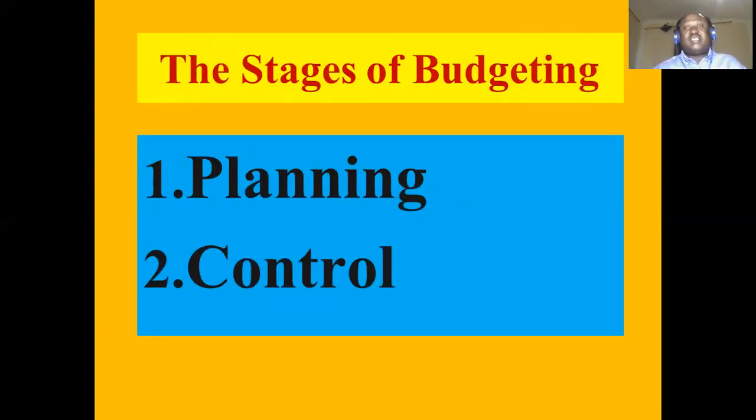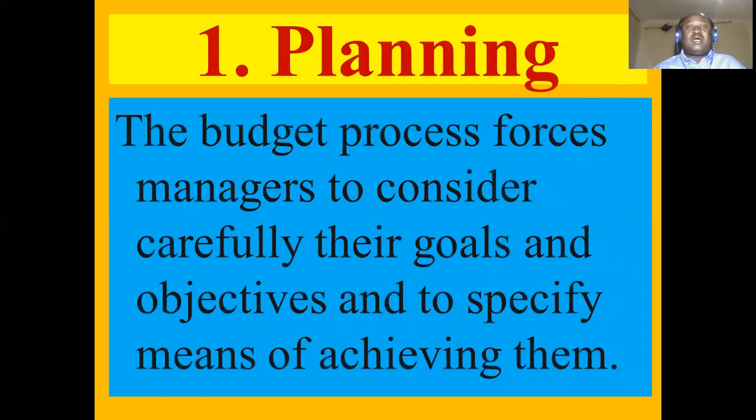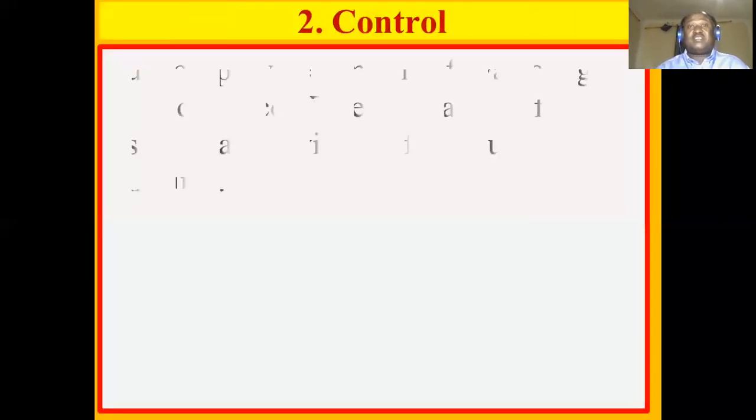So, the stages of budgeting. We are going to look at budget planning and budget control in detail and in turn. What is budget planning? The budget process forces managers to consider carefully their goals and objectives and to specify means of achieving them. This is at the level of planning. We shall consider carefully our goals and objectives and specify means of achieving them.